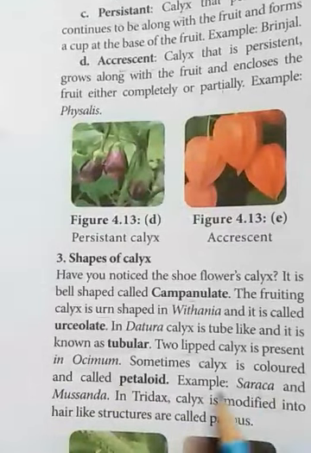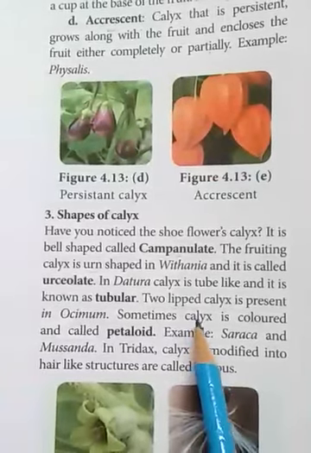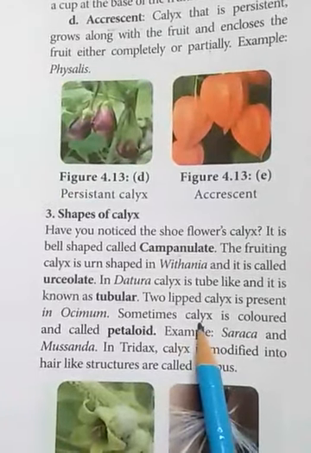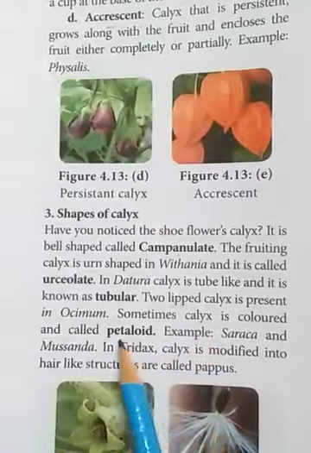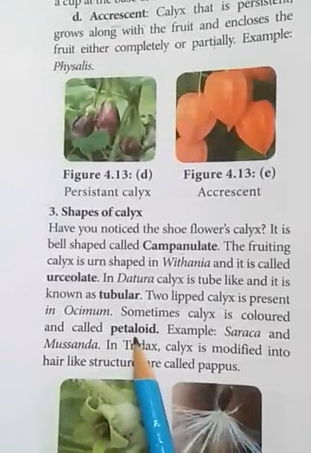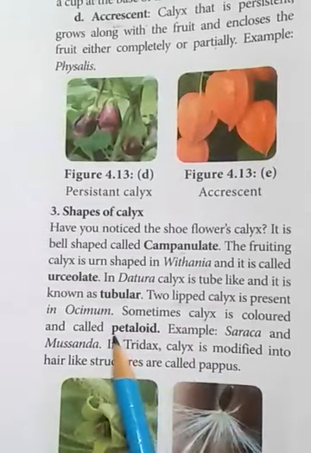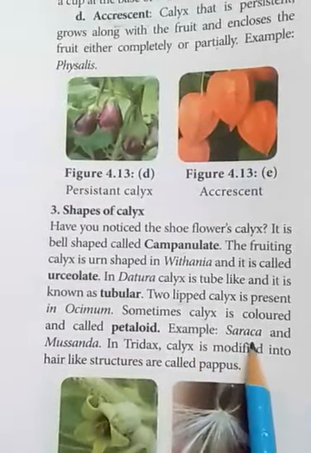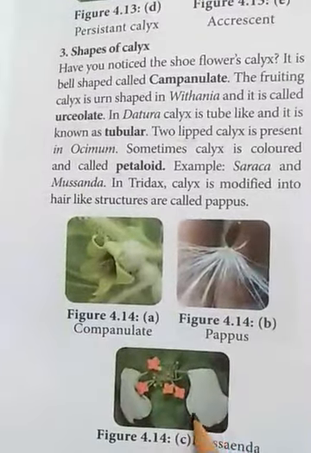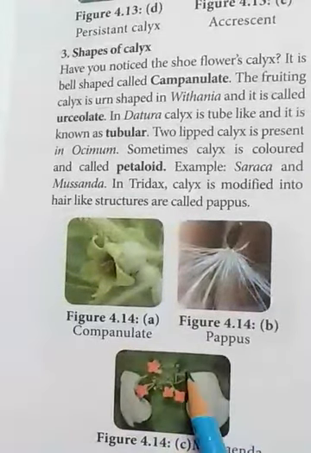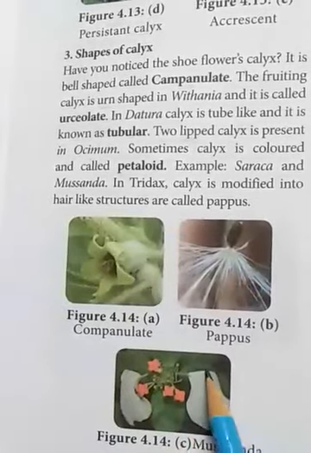Sometimes the calyx is colored and is called petaloid. Usually the calyx is green in color, as we have studied. In some plants, this calyx becomes colored. Then it is called petaloid. As we know, the petals in a flower are brightly colored. Since here the calyx is also colored, we use the term petaloid. Examples are Saraca and Mussaenda. Now this is the Mussaenda plant, you might have seen it here. And this is the calyx. Okay, it is white in color. This is the calyx. Since it is colored, we call it petaloid.